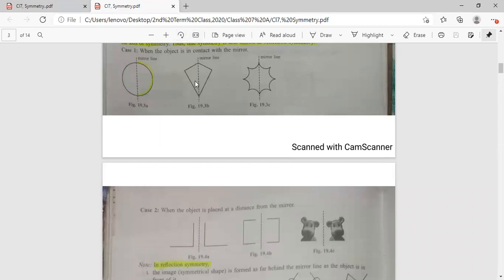You can put the mirror here also. You'll find the figure on the image will be in this way. It is same, but it is laterally inverted.